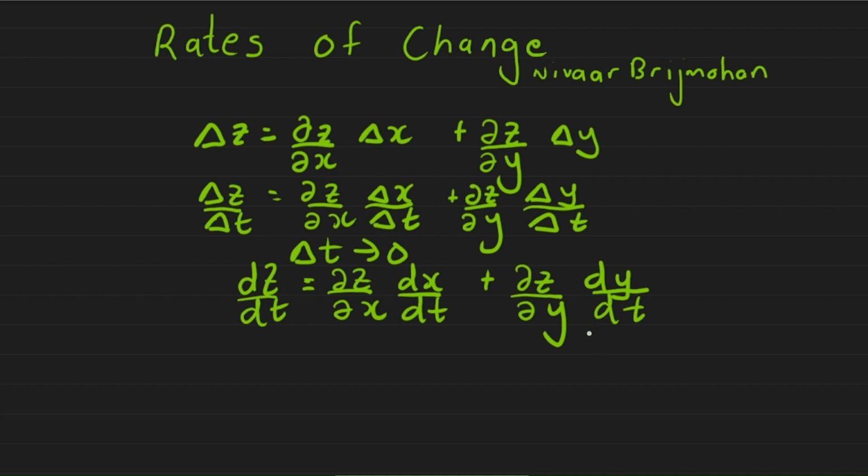What does this equation mean? What this equation means is that if I have some variable z, which is a function of x and y, and if I want to understand how this variable changes with time, well, I would say that it's equal to the rate of change of z with respect to x multiplied by how x changes with time plus the rate of change of z with respect to y multiplied by how y changes with time.